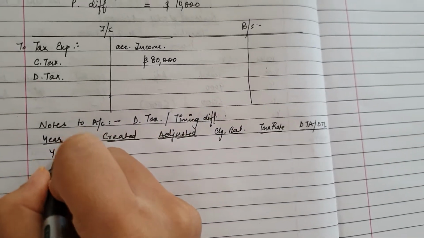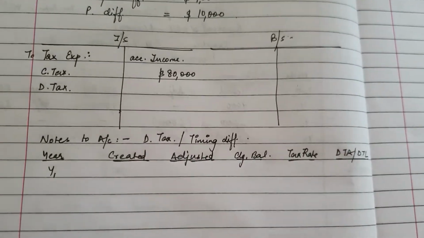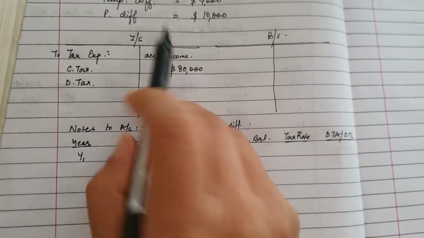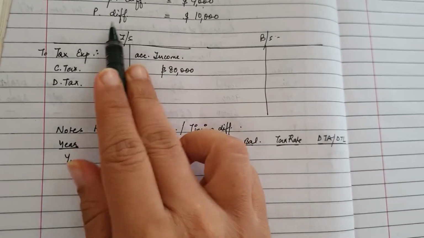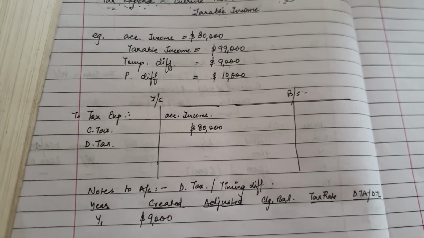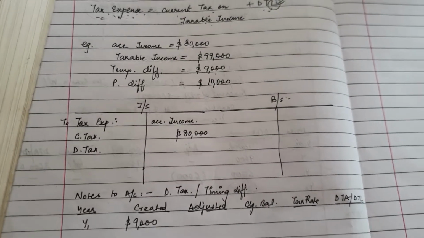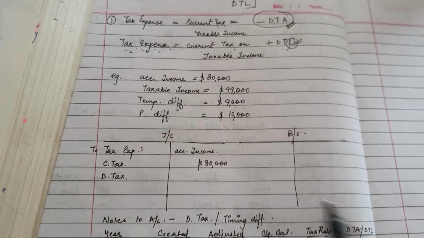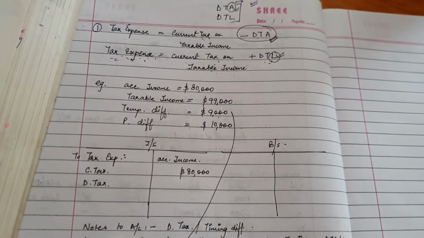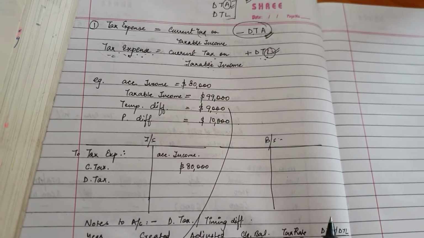So in year one, what happened? It's a timing difference account. So of course there was a $9,000 temporary difference. Of course, nothing is done on the permanent difference. It's never going to get reversed in the future. So of course, no deferred tax would be created on that. So we'll be dealing with only the temporary difference that comes straight away from here, 9,000. Nothing is adjusted. The closing balance of the timing difference is $9,000.